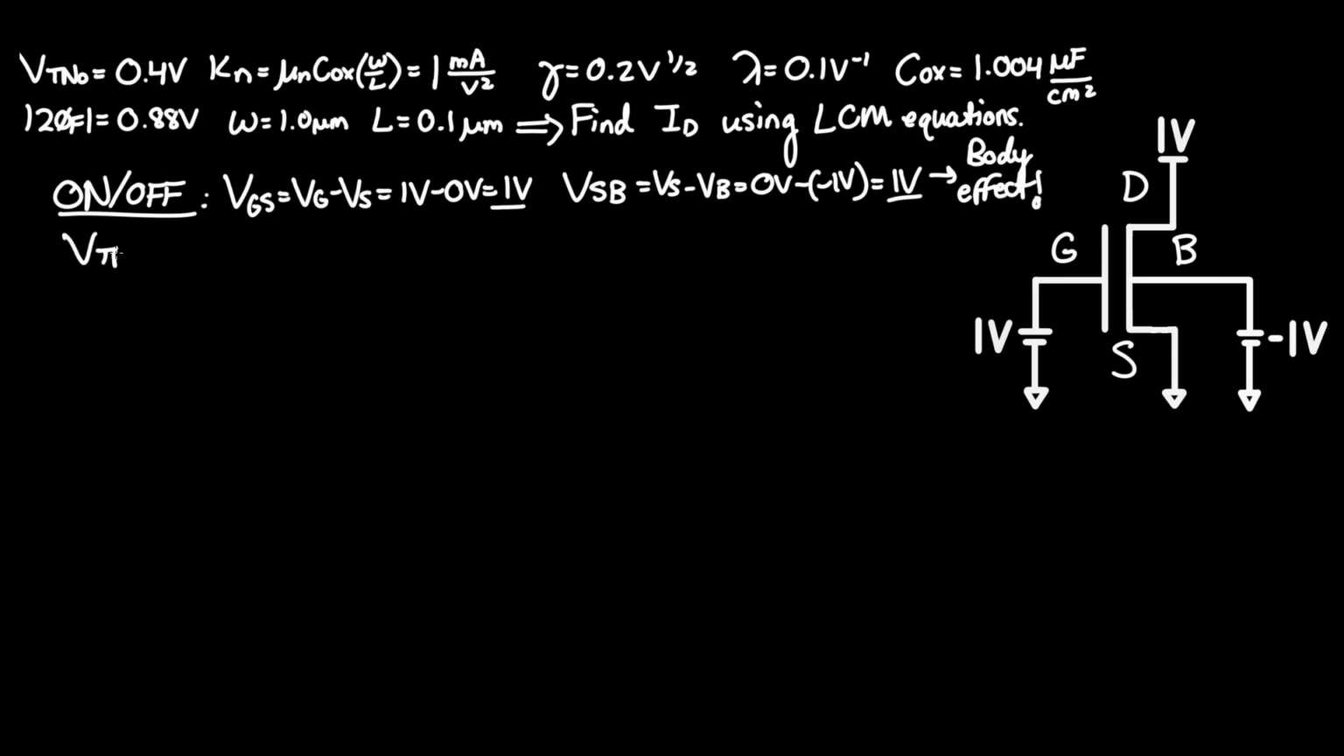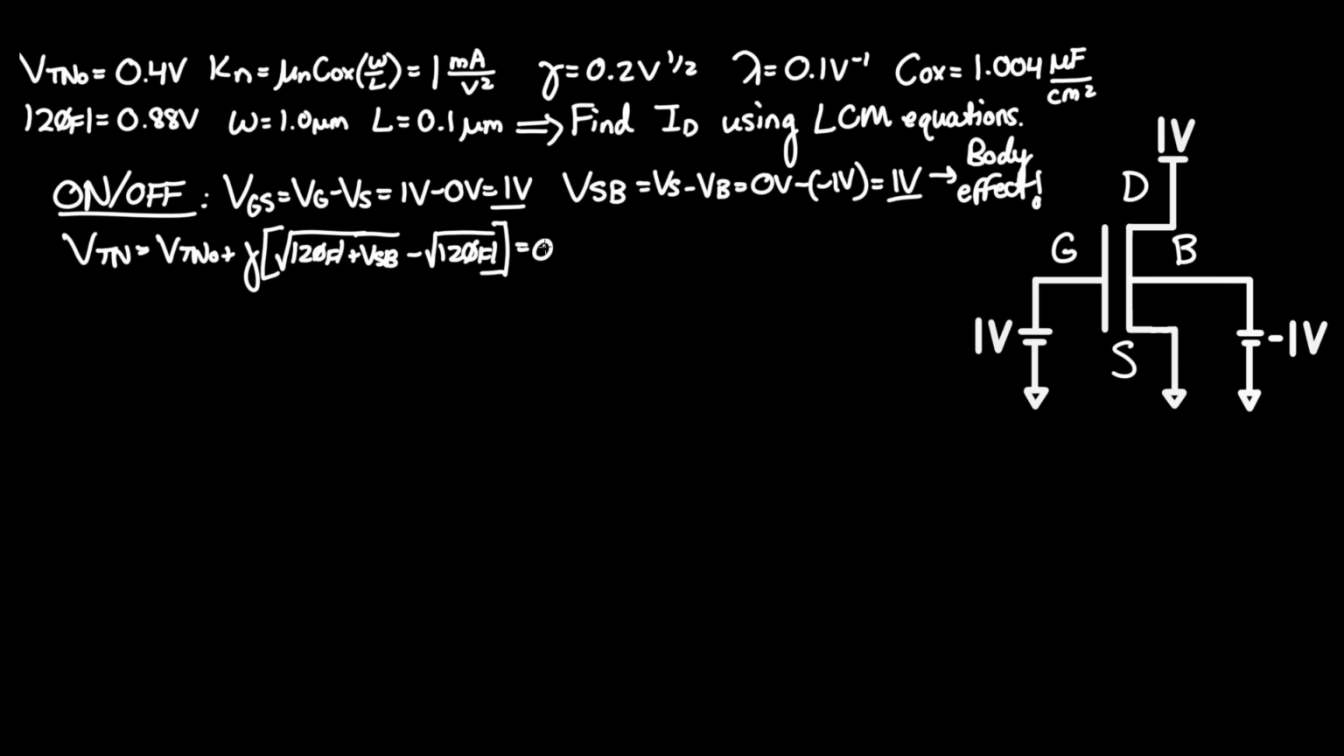So VTN now has to equal VTNO plus gamma times square root of absolute value of 2 phi f in case it's negative, plus VSB, minus square root of absolute value of 2 phi f again. And if VSB didn't exist, or was 0 in other words, then this entire term would cancel out to be 0, which would get rid of gamma, which would mean that VTN just equals VTNO. However, since VSB is 1, we need to account for it.